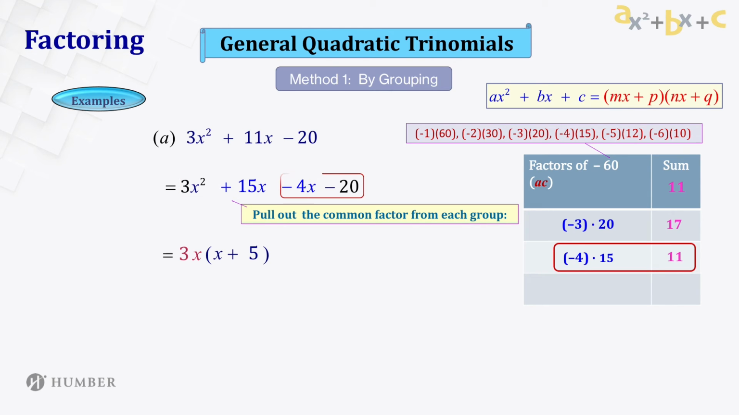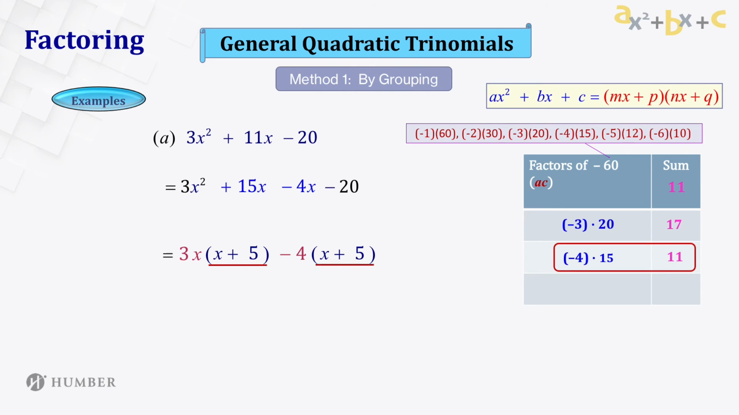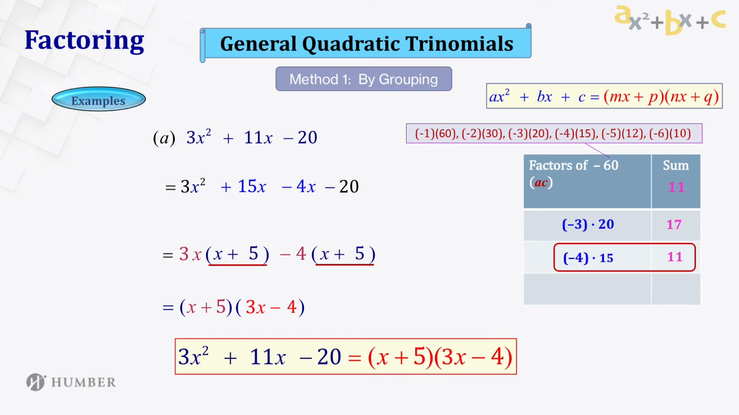Similarly, for the second group, we can see negative 4 as a common factor. Take that from each term. We are left with x plus 5 inside of the bracket. Now we can see the binomial x plus 5 as the common factor for the 2 groups. So take the common factor x plus 5 from each group. We are left with 3x minus 4 inside the bracket. We now have the factored form. You can also check your answer.